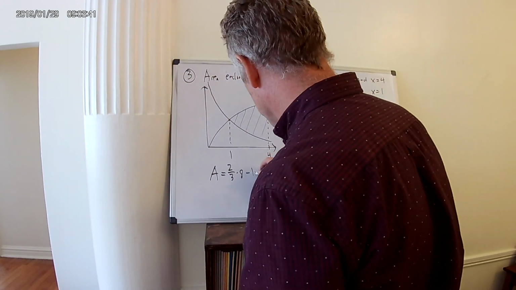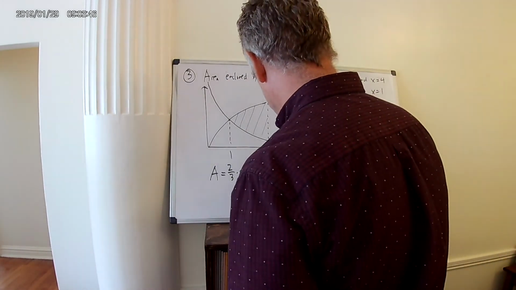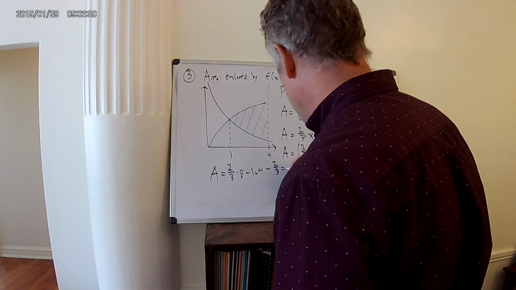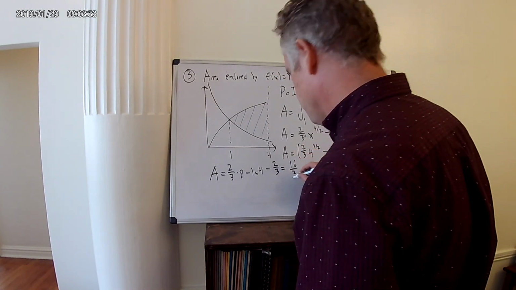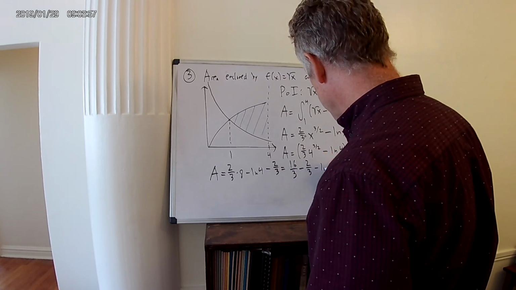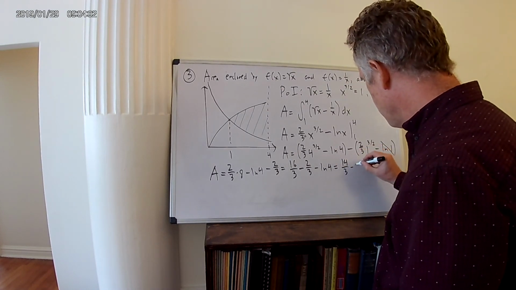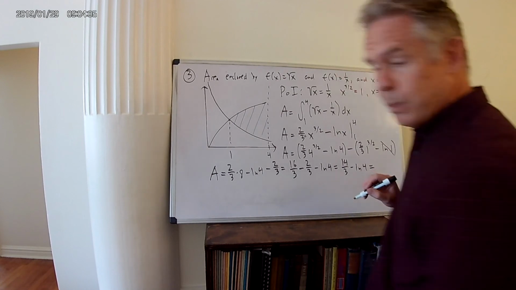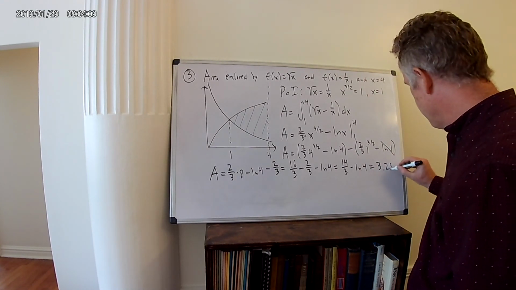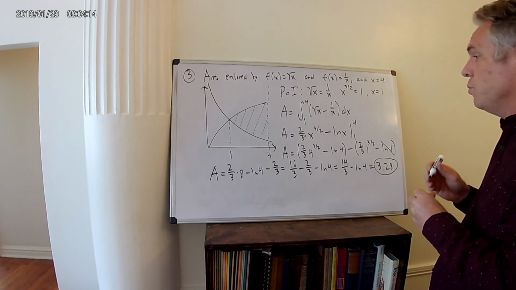This is the natural log of 4. Okay, 1 to the 3 halves is just 1, so we get minus 2/3. And natural log of 1 is 0, so that goes away. So in other words, this equals 16/3 minus 2/3 minus natural log of 4. Well, this equals 14/3 minus natural log of 4. And if you plug this in your calculator, you should get 3.28. And this is now the area enclosed between these curves.